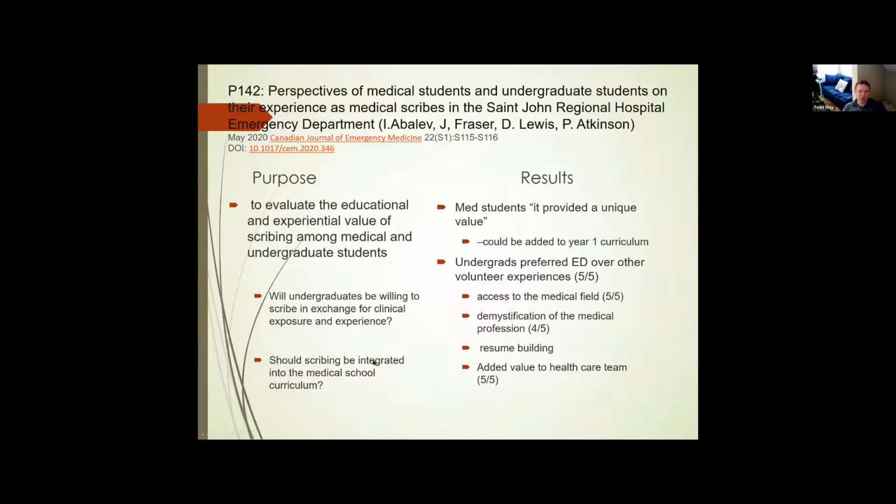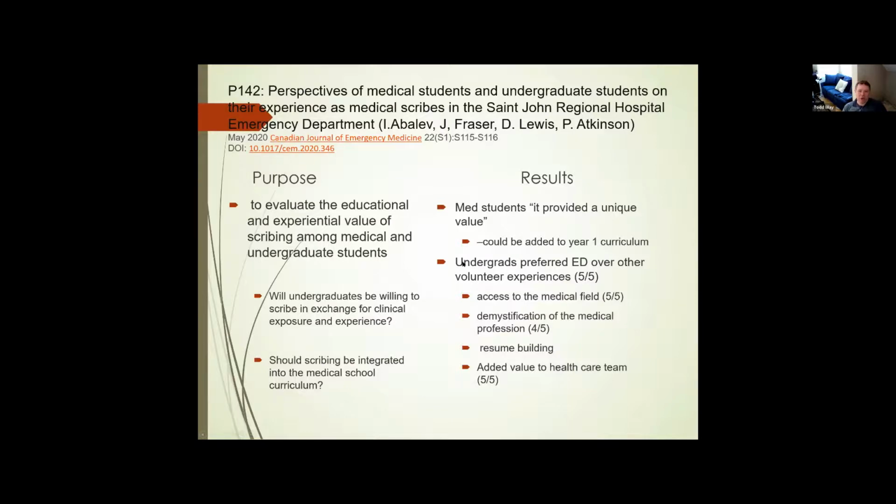They wondered if undergraduates would be willing to scribe in exchange for clinical exposure and experience, and if scribing should be integrated in the medical school, amongst other things. Medical students thought it provided a unique value because they got to see histories and physicals, and a different aspect of medicine other than just shadowing. And some mentioned they thought it might be added to year 1 of the curriculum.